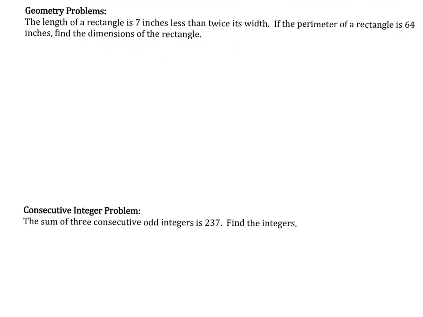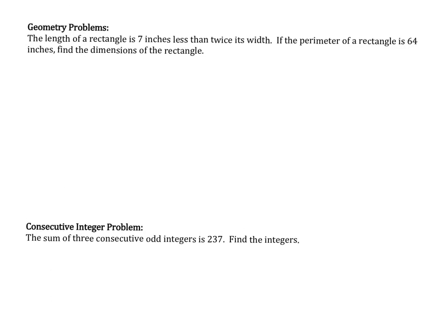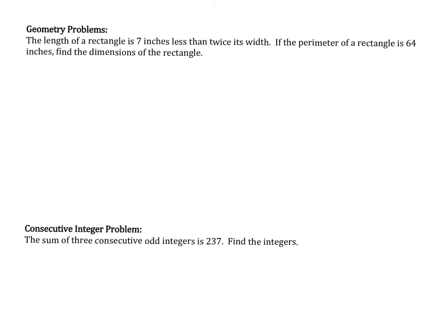In this example, it's a geometry problem. And geometry is all about the shapes, sizes of different figures in the world. All right. It says the length of a rectangle is 7 inches less than twice its width. If the perimeter of the rectangle is 64 inches, find the dimensions of the rectangle.